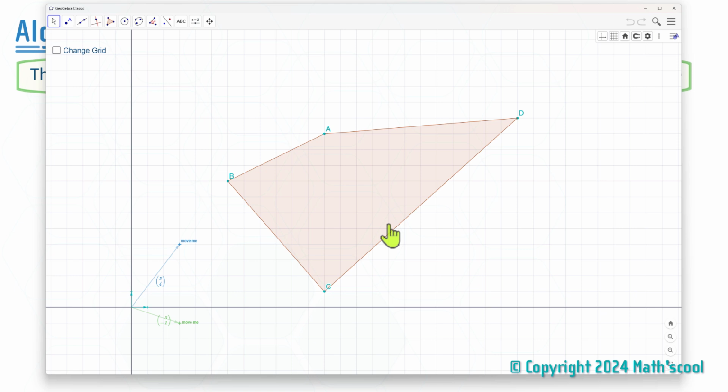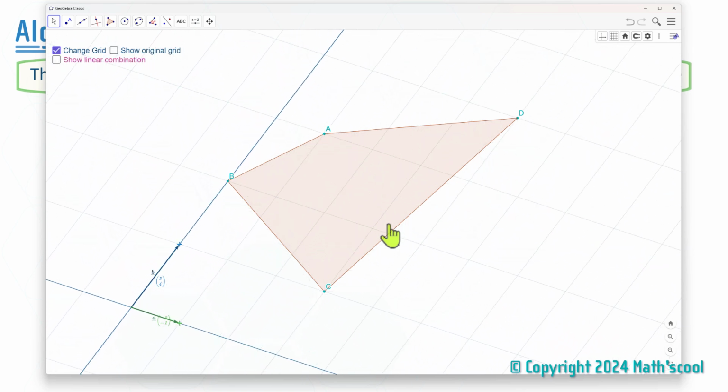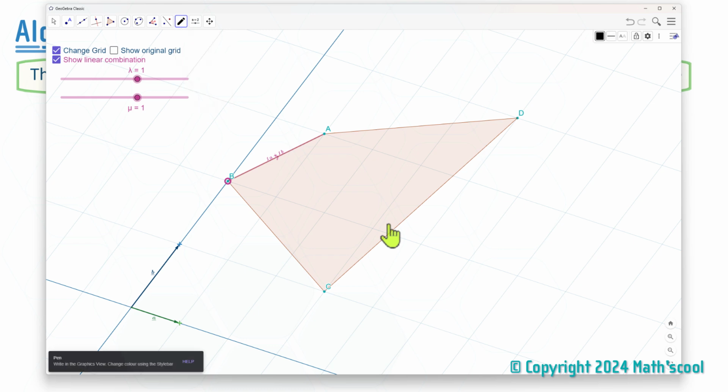Okay, so here I've got a similar situation again. I've got some points here, and this time I've realized that these two might be relevant vectors for this grid. And so if I change the grid to look at it using those two vectors, then you can see that the points seem to be a lot clearer. And so I'm already at B here. Let's work out the vector from B to A. So I'm going to go 1 along lambda, and I'm going to go 1 along mu. So I can tell you that this vector here is A plus B.